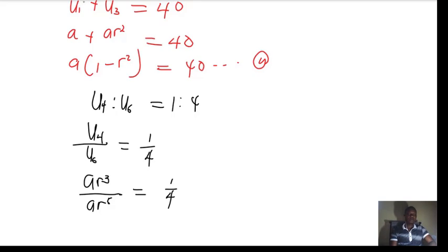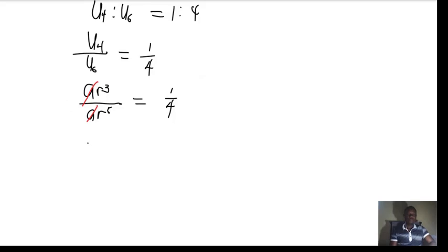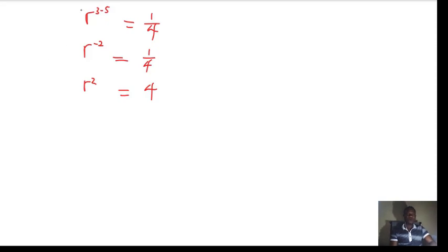So with this one, let's cancel some out. Here, this A will cancel this A. So we have R exponent 3 minus 5, which is equal to 1 over 4. So we have R exponent negative 2, which is equal to 1 over 4. To find the reciprocal of this, we have R squared equal to 4. We are solving for R, so we find the square root of it.